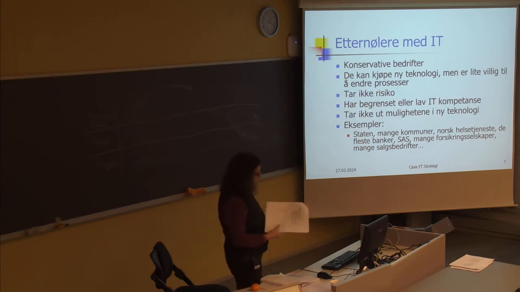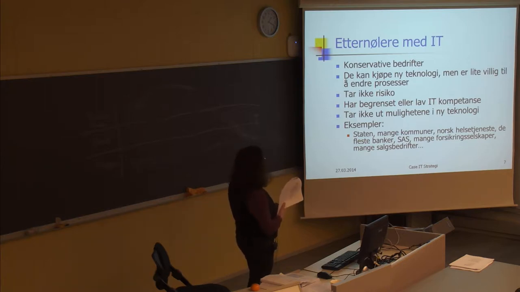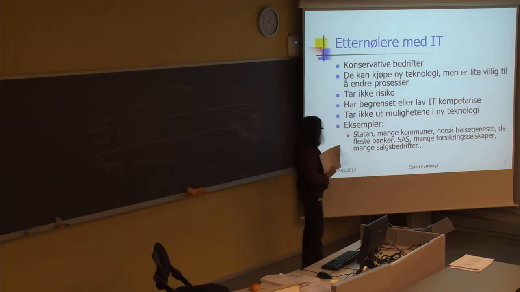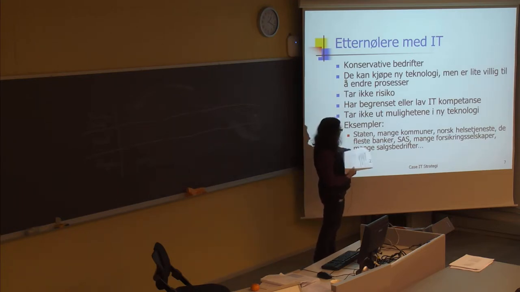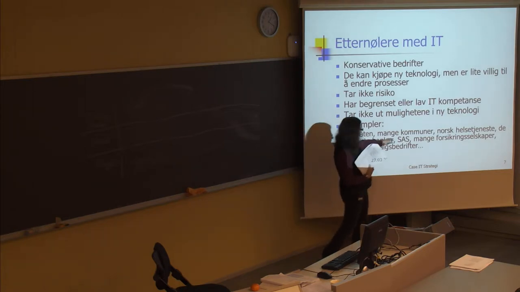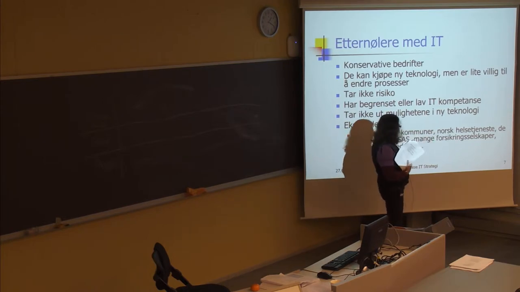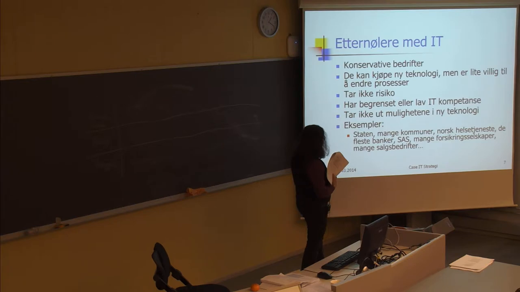And then the stragglers. They're conservative, they don't combine technology that they don't have. They don't want to change their processes. They don't have the same competence and knowledge to create the IT systems they need, and they don't get the opportunities of new technologies. This is also a mix of companies: government, many small municipal governments, health services, federal banks, hospitals, the insurance companies, and so on.